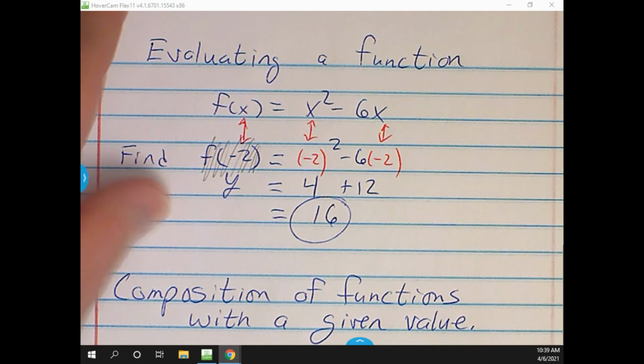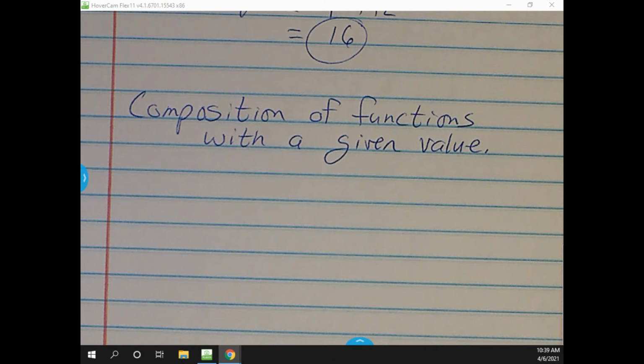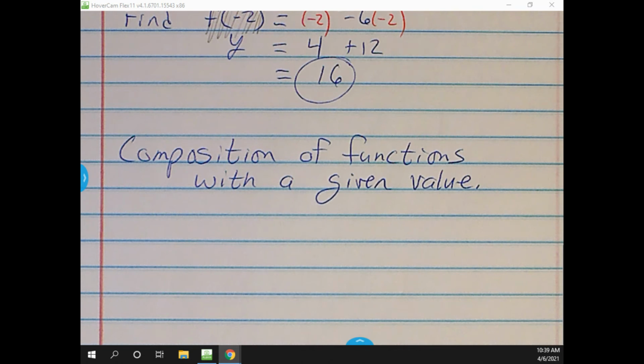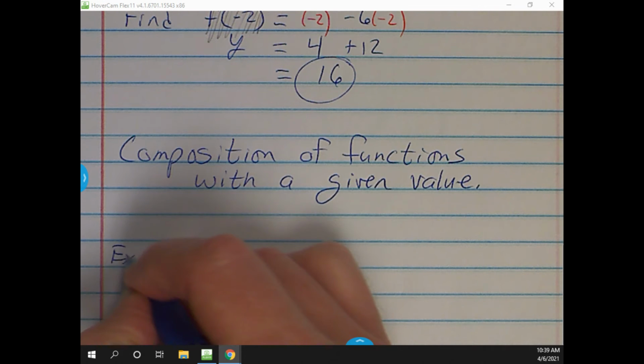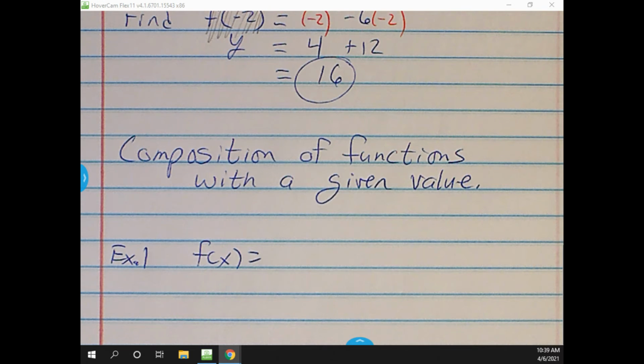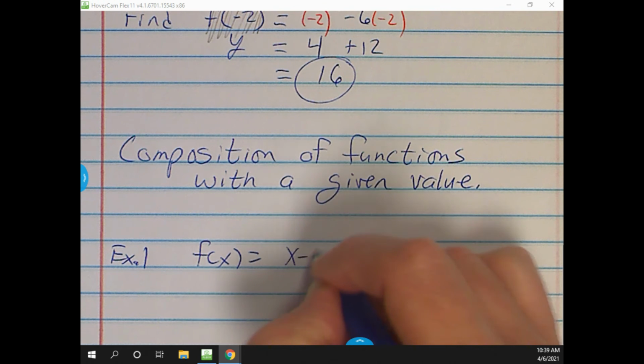So it's still composition of functions, but it's going to be given a value. So it's going to be doing a lot of what you did back here. You're just going to be plugging numbers in and working this thing out. All right, they'll start off with pretty much the same thing, that you'll have two different equations or two different functions.